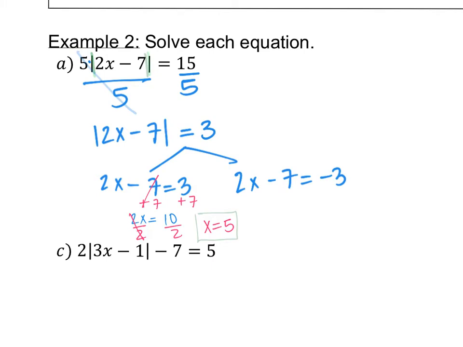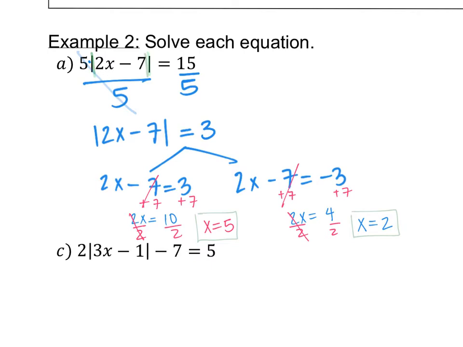On this one here, I have to do the same thing. I'm going to add both sides by 7. So that cancels. 2x comes down. Negative 3 plus 7 becomes positive 4. And if I divide by 2, x equals 2. 4 divided by 2 is 2. So in this case, my answer here is x equals 5 and x equals 2. And then I am done.